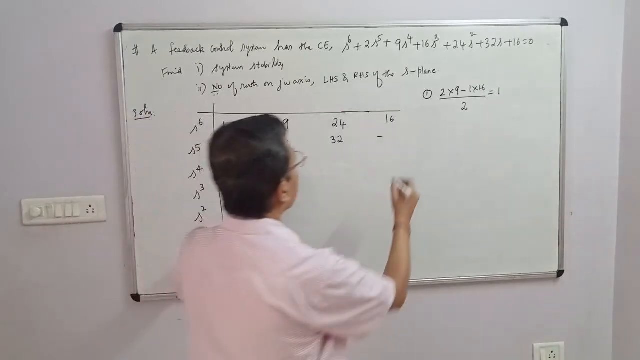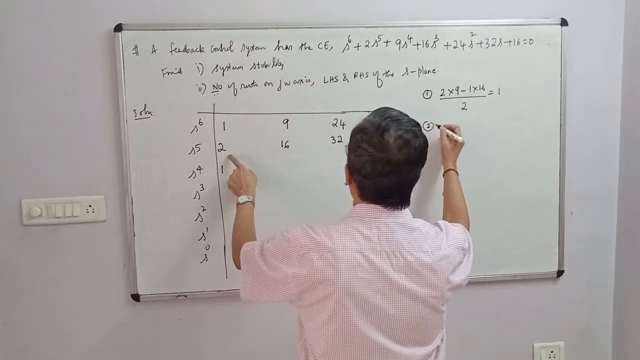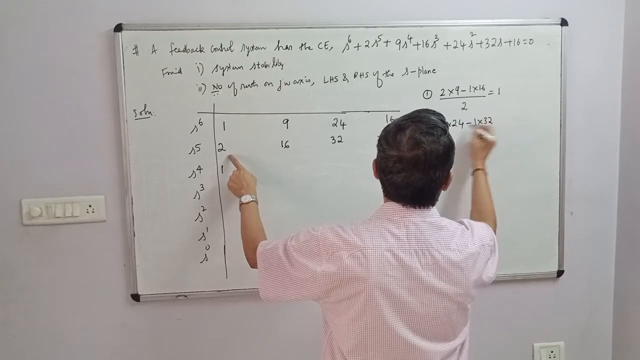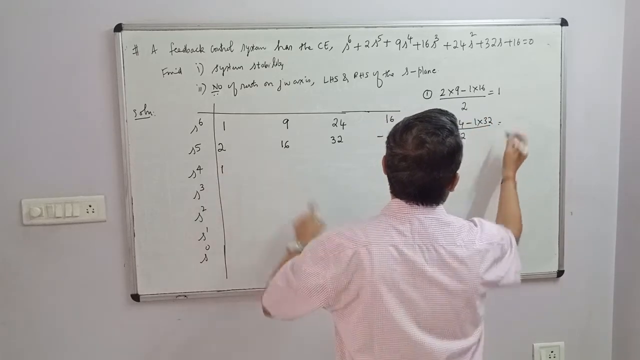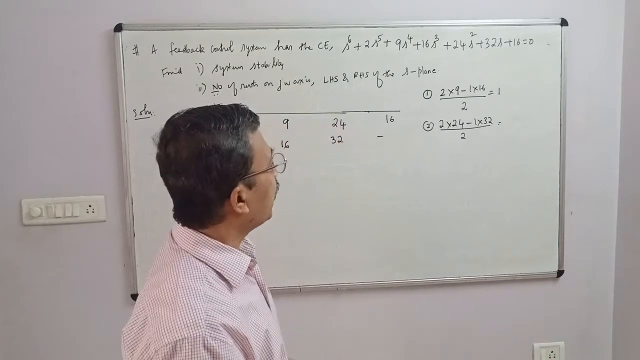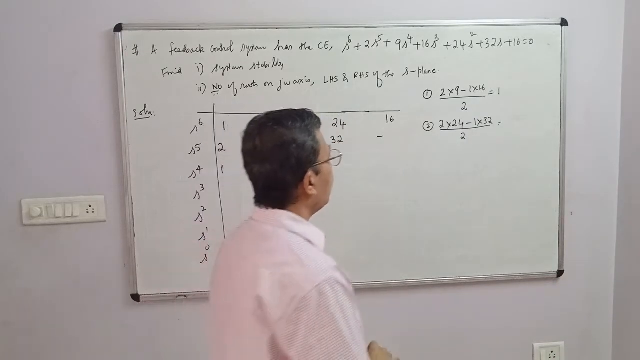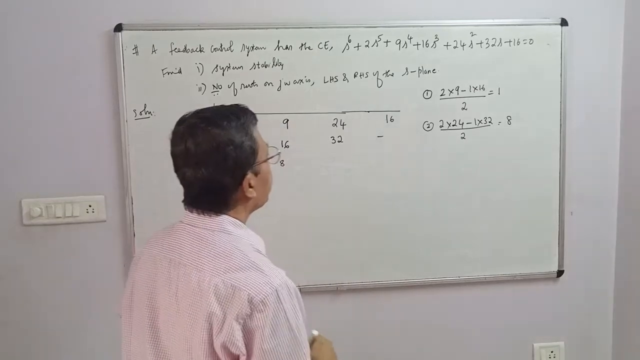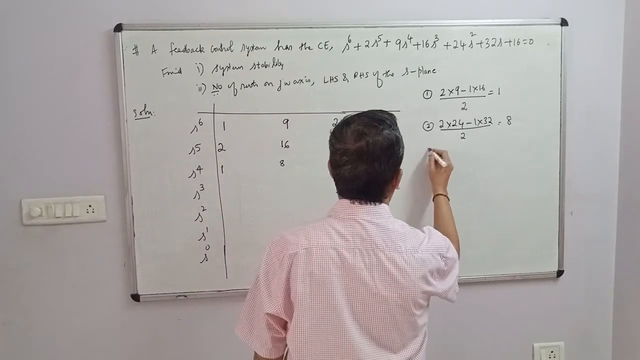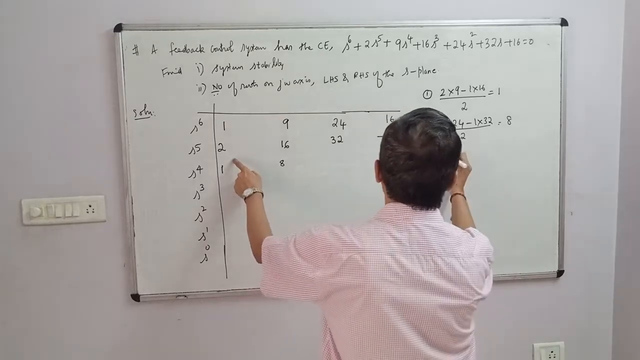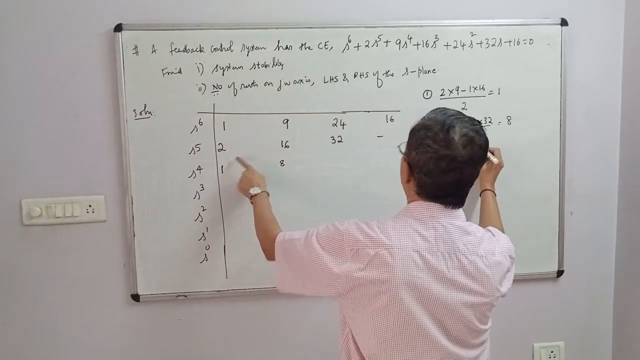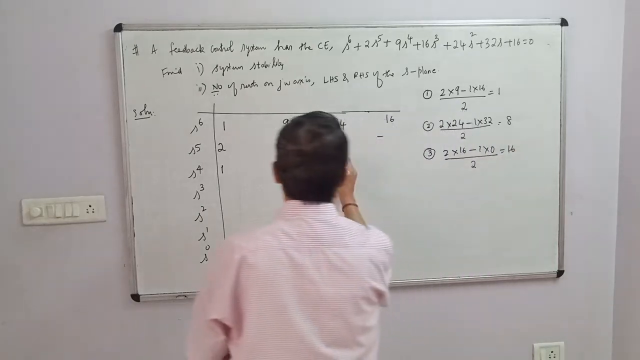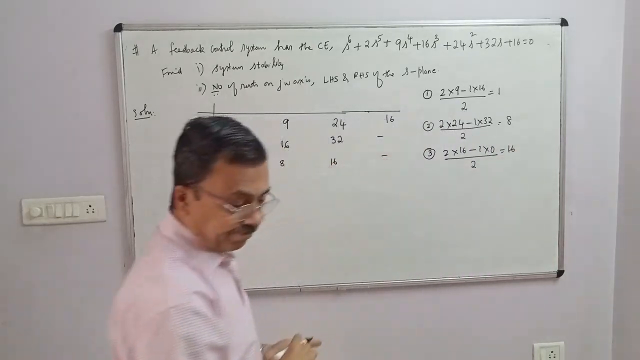Next, this element: 2 into 24 minus 1 into 32 divided by 2. So 2 into 24 is 48. 48 minus 32 is 16. 16 by 2 is 8. So this is 8. Next element: 2 into 16 minus 1 into 0 divided by 2 is equal to 16. This is nil.